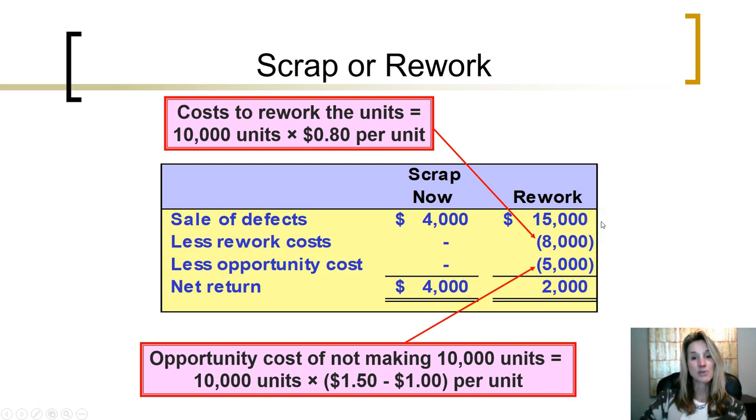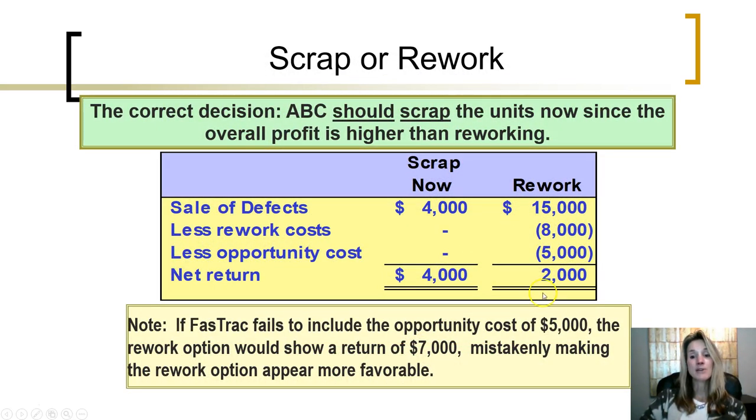So the additional revenues of reworking and selling are offset by $13,000 in cost, resulting in a net profit or a net return from reworking and selling of $2,000. Because the rework results in a lower return than scrapping now, ABC should go ahead and scrap the units. Please note, if they had ignored that $5,000 opportunity cost, they would have made an incorrect decision. So it's really important to remember opportunity costs in addition to the incremental cost.